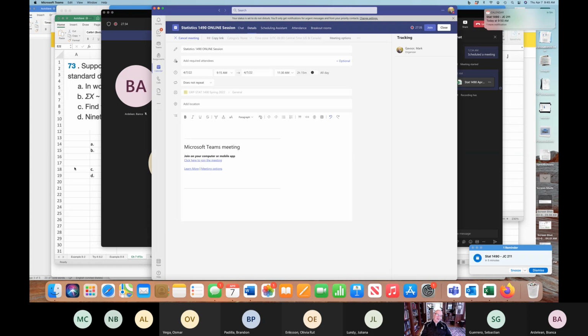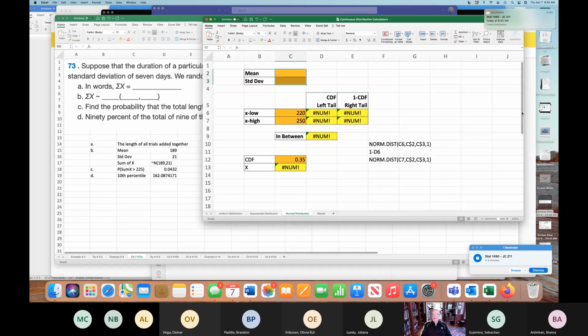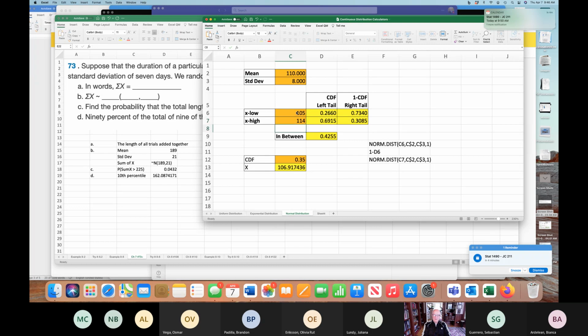This normal distribution calculator is not a bad thing. I mean, you could probably do it yourself. Let's say I put some numbers in here. Say I put 110 as the mean and 8 as my standard deviation. The low number I might be interested in is 105. The big number I might be interested in is 114.